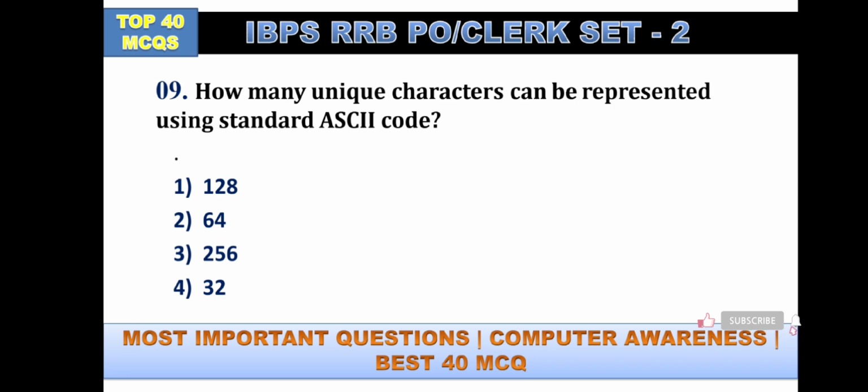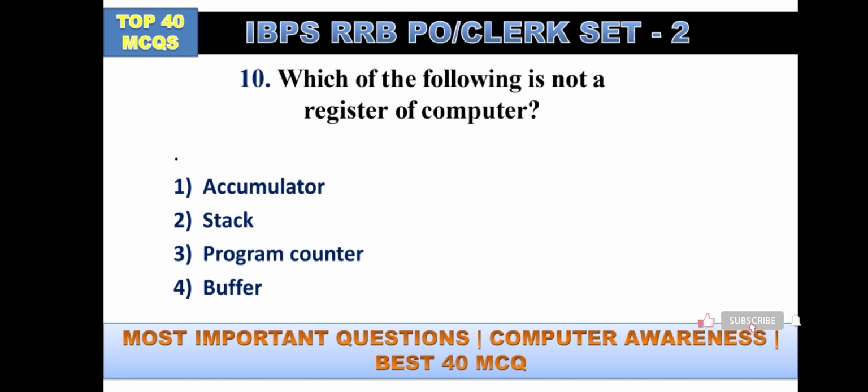How many unique characters can be represented using standard ASCII code? By using standard ASCII code, we can represent 128 characters, which means 2 to the power 7, and 2 to the power 7 is equal to 128. Which of the following is not a register of a computer? Accumulator, stack, program counter, all these three belong to the registers of a computer, but buffer does not belong to this group. So here the answer is option number 4, buffer.